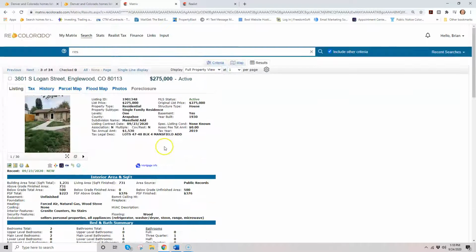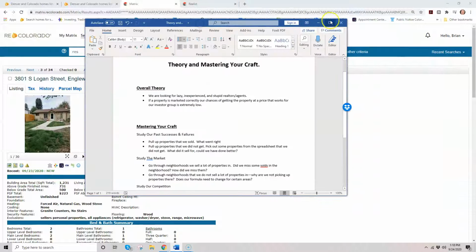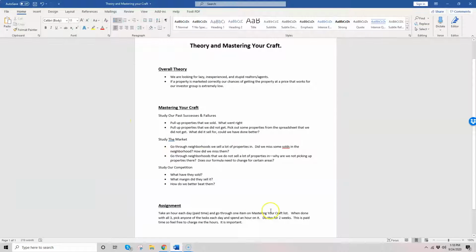So anyways, I'm going to wrap this up. I definitely want you guys to jump in there and take an hour each day to study the Denver market. And this is going to really propel you guys more from just being offer makers to being true acquisition specialists. So, all right, well, have a good day.